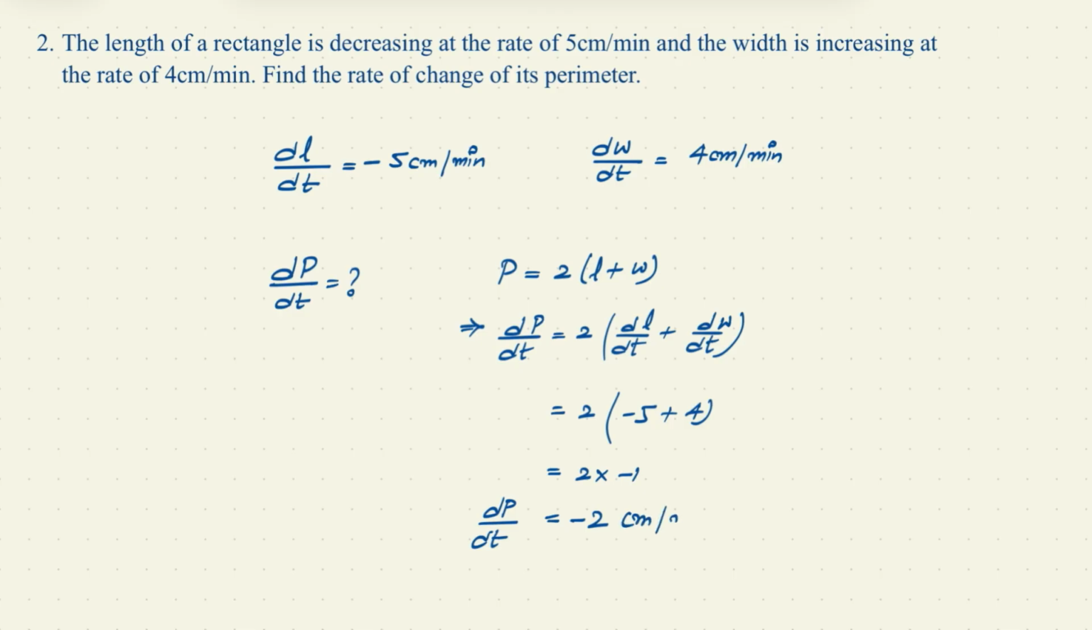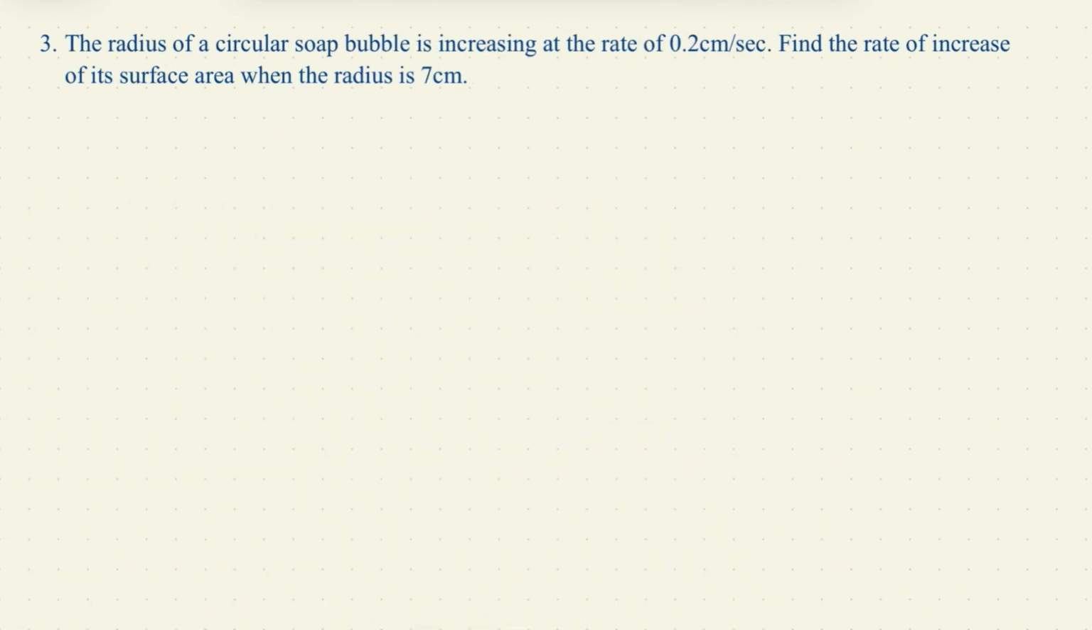centimeter in 1 minute. So since the answer is coming in minus, that means the perimeter will also decrease as the time passes. Question number 3.